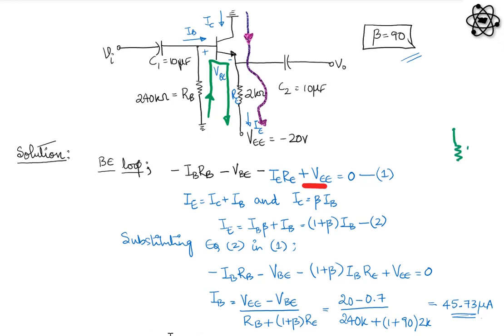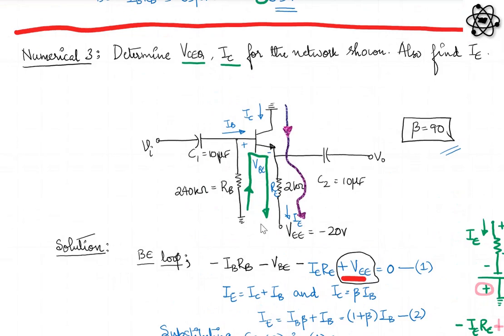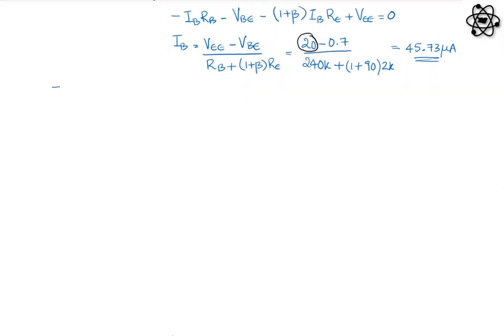If you observe, plus VEE is there over there, and how I have considered here is I have denoted it as minus plus, so that is why I have written VEE to be directly equal to 20. Now the remaining things, I need to compute IC and IE. IC is equal to beta times IB, which is equal to 4.12 milliamps.